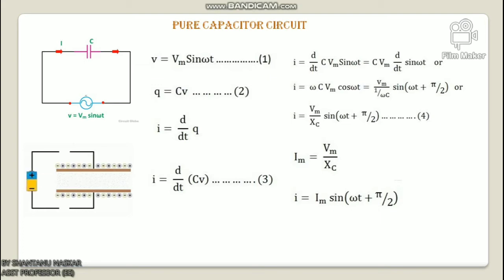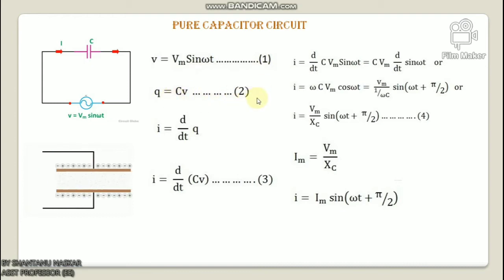Now let us explain the derivation. A capacitor consists of two insulating plates which are separated by a dielectric medium. It stores energy in electrical form. The capacitor works as a storage device and it gets charged when its supply is on and gets discharged when its supply is off. If it is connected to a direct supply, it gets charged equal to the value of the applied voltage. Let the alternating voltage applied to the circuit be given by the equation V equals Vm sin omega t, which is equation 1, and the charge of the capacitor at any instant of time is given by Q equals Cv, equation 2.